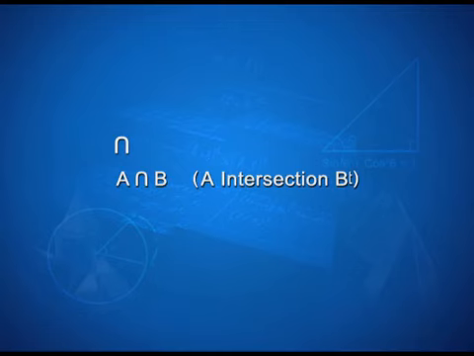We have just studied the union of sets. Let us now discuss the next operation, which is the intersection of sets. Let A and B be any two sets. Then the intersection of sets A and B will be the set which contains the elements which are common to both A and B. Intersection is represented by this symbol and it is written as A intersection B.